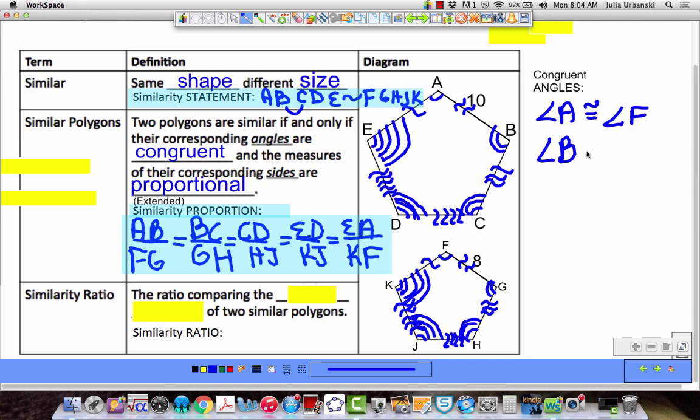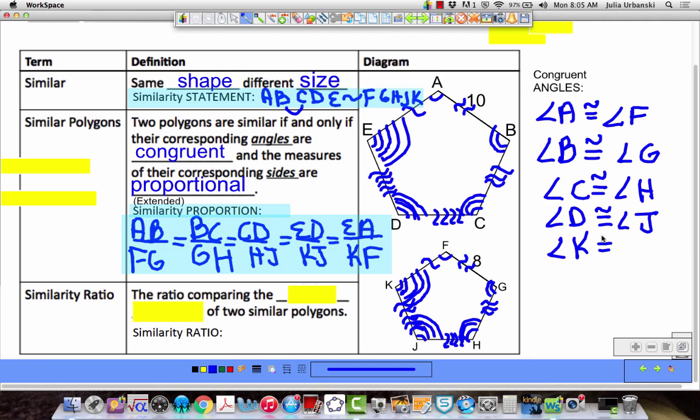Angle B is congruent to angle G, and angle C is congruent to which one? You squeeze it on the side right there. If not, then squeeze it over where it says similar polygons. Okay. Angle C is congruent to angle H. D and J, and angle K with, oops, sorry, that's the other side, angle E with angle K.